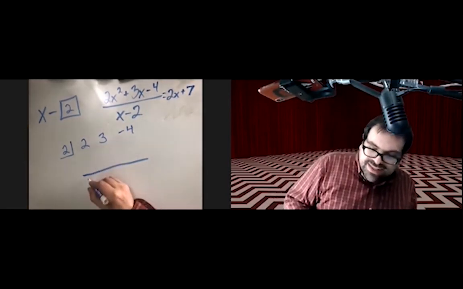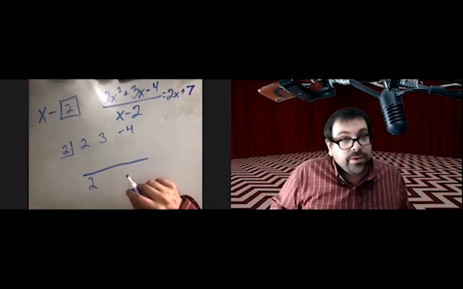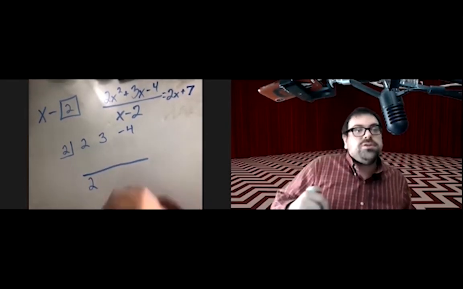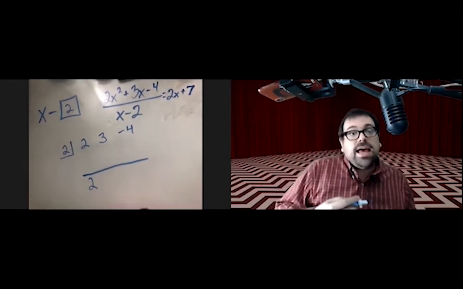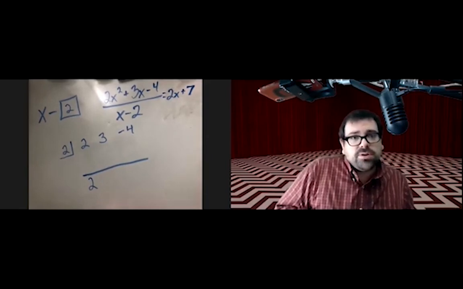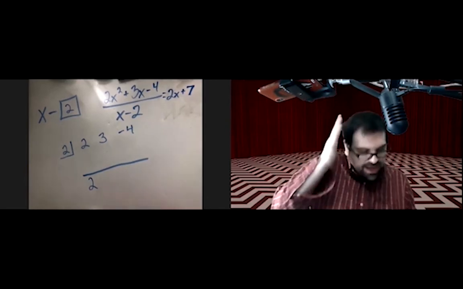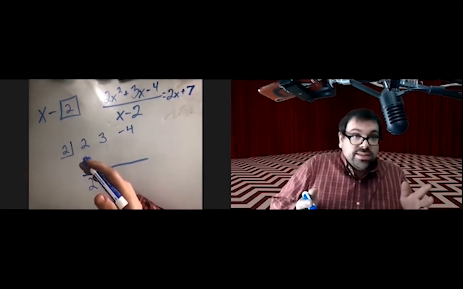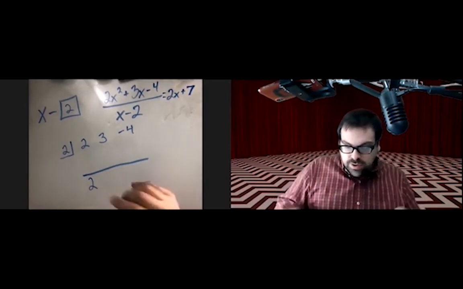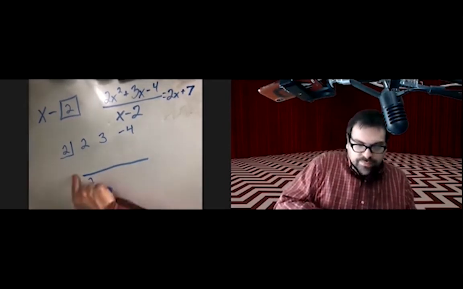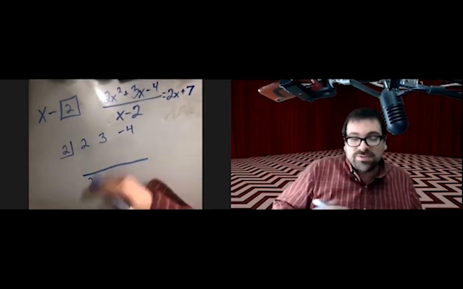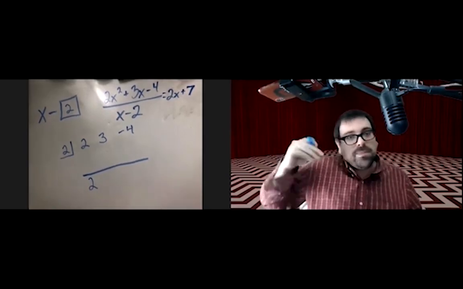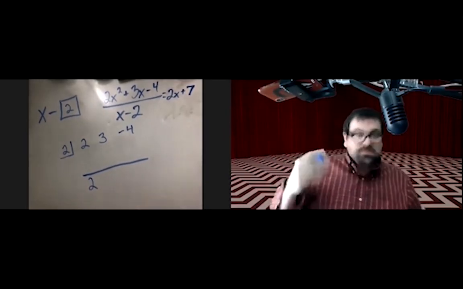We're going to bring our first number down under this bar. And then we're going to proceed to multiply and add, multiply and add, multiply and add. Okay. So this is our new brainwashed thing. When I hear multiply in terms of synthetic division, I want my brain to go multiply and add.